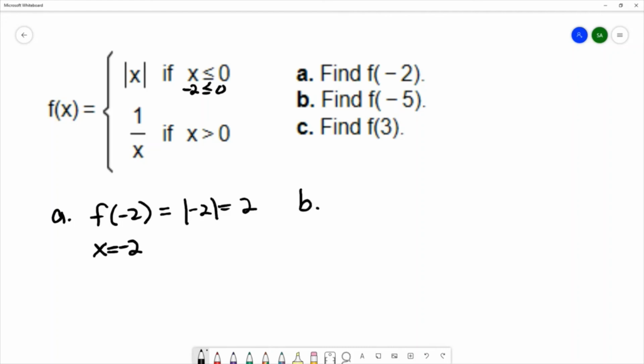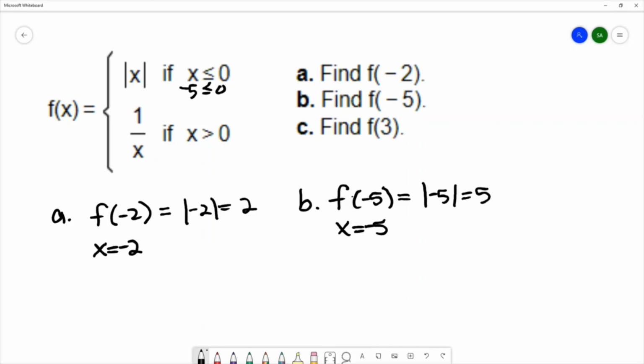In part B, we have f of -5, x is -5, and since -5 is less than or equal to 0, I'll use the absolute value equation to evaluate this function. That's absolute value of -5, which is +5. So f of -5 is 5.